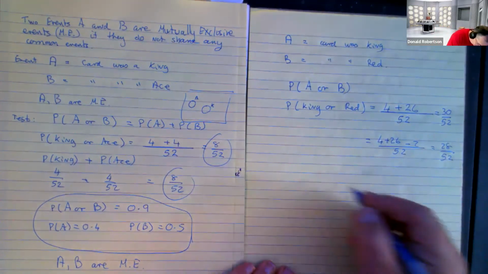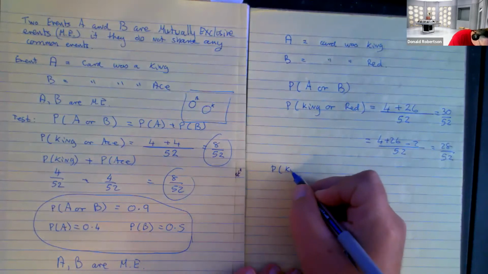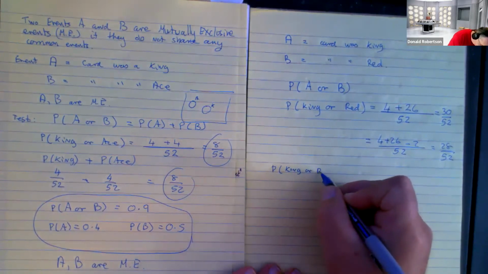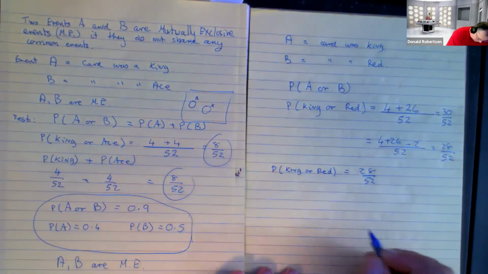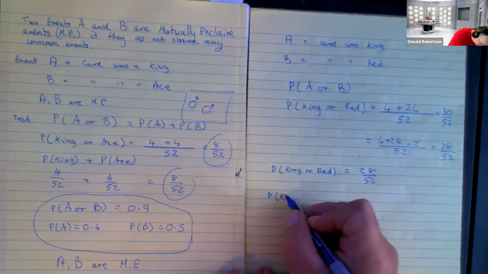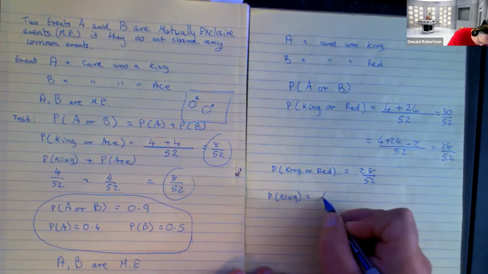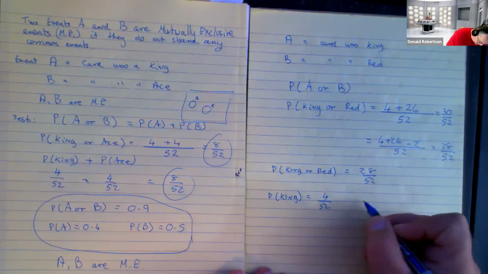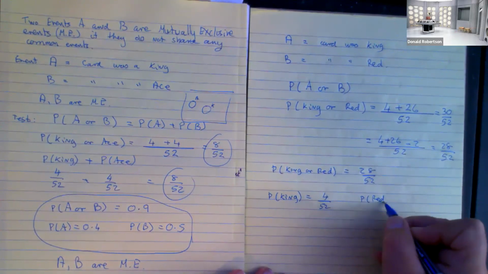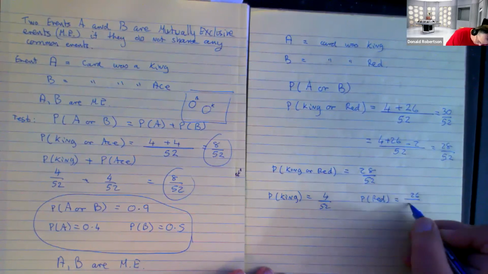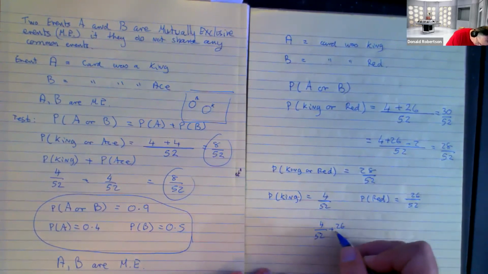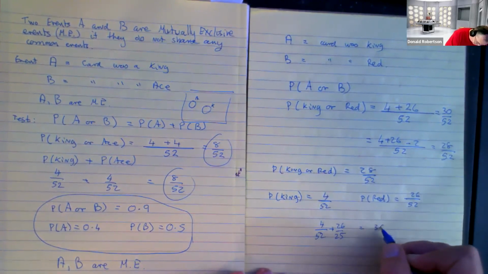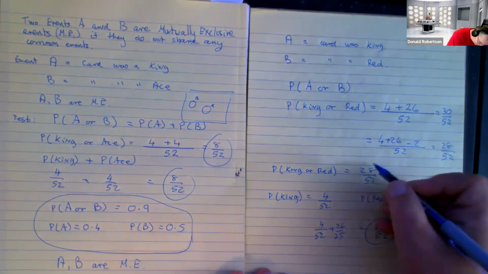Now, if you calculate the probability that you get a king or a red card and you do it correctly, the answer is 28 out of 52. If you find the probability of a king on its own, there are 4 of them out of 52. And if you find the probability of getting a red card on its own, there are 26 out of 52. And if you add these together, do you see that the answer you get is not that one?